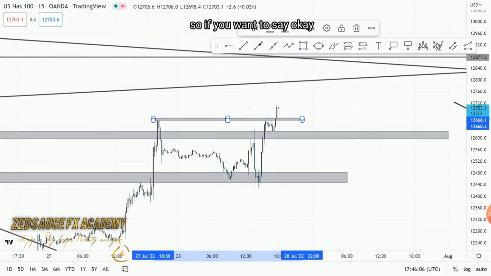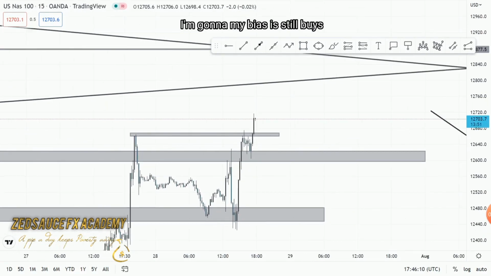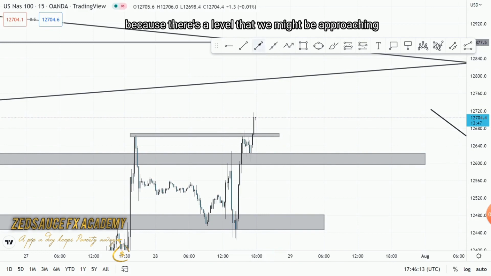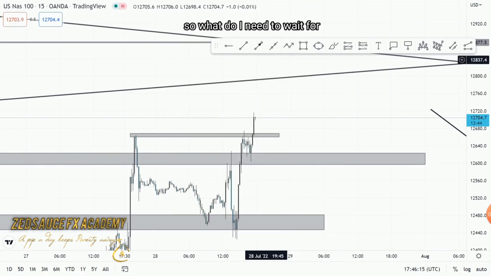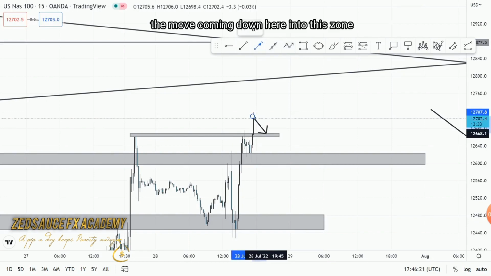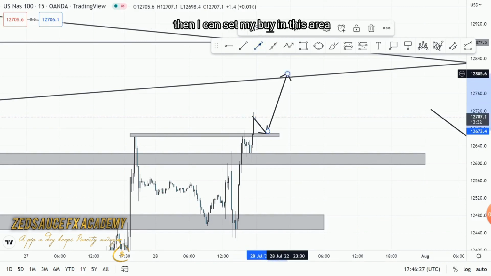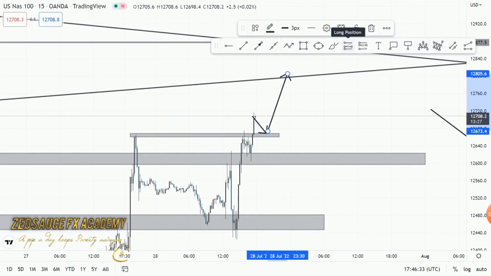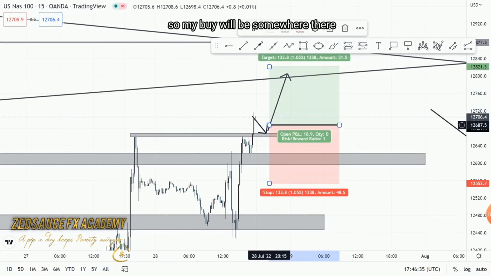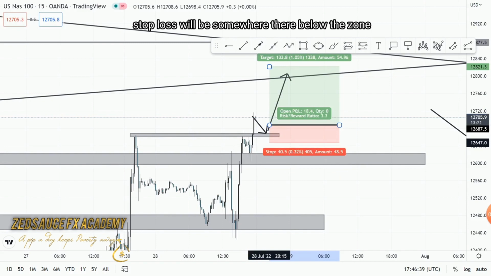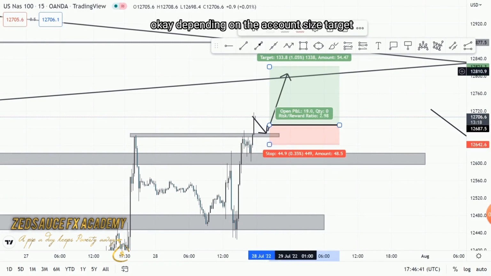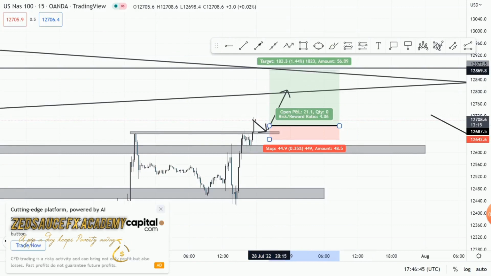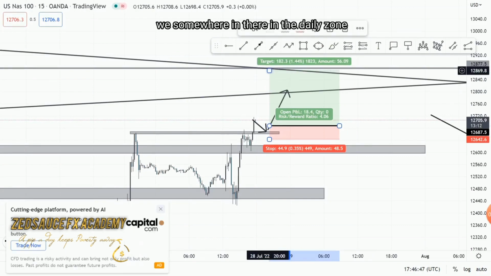So if you were to say, okay, my bias is still buys as far as this move goes, because there's a level that we might be approaching. So what do I need to wait for? I'm gonna wait for the move coming down here into this zone. Then if it shows signs of continuation, I can set my buy in this area. Okay, so my buy will be somewhere there. Stop loss will be somewhere there below the zone, depending on the account size. Target will be somewhere in the daily zone, somewhere there.